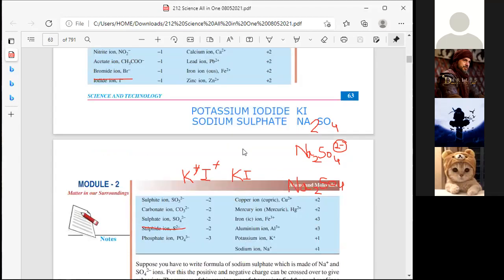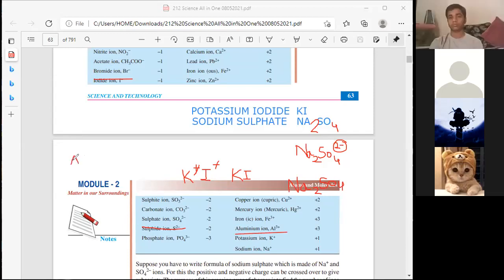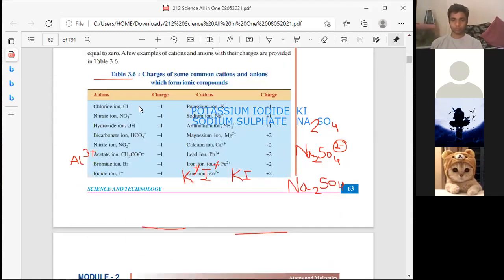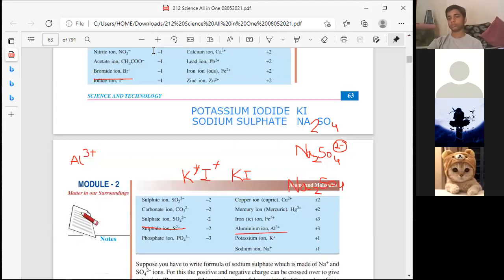Here. Can you see aluminum? Can you see this better? So if I write aluminum, what will I get? Al 3 positive, correct? And what do I get in chlorine or chloride? 1 negative. Can you see this? Cl negative. So I write Cl negative.